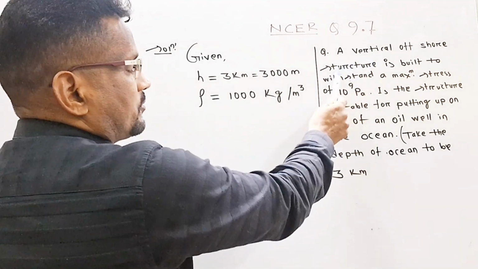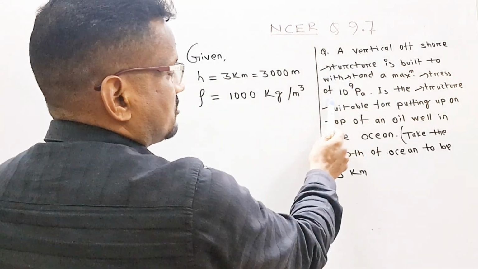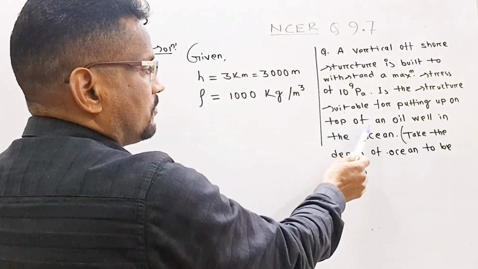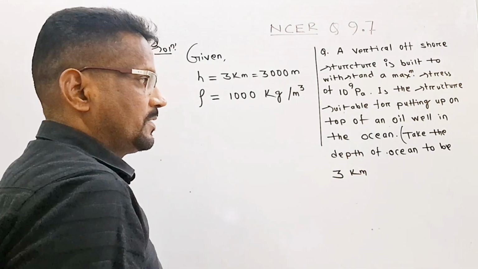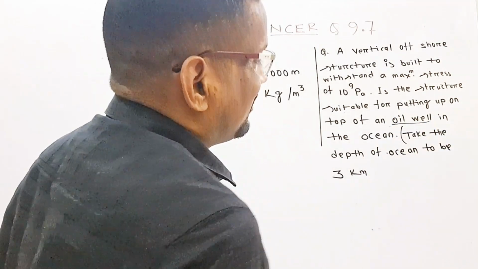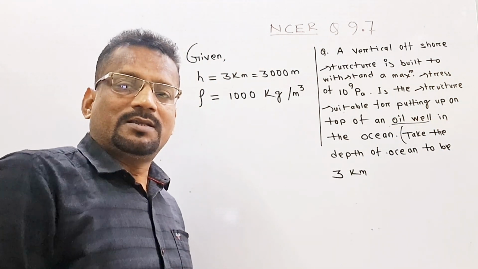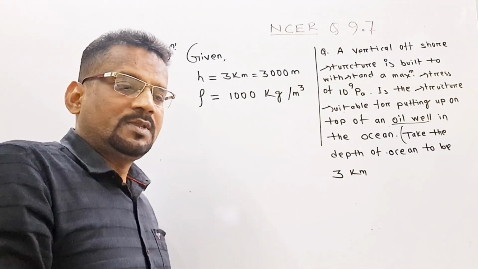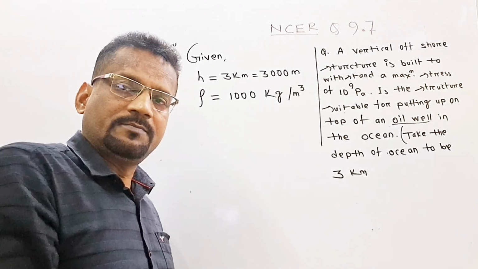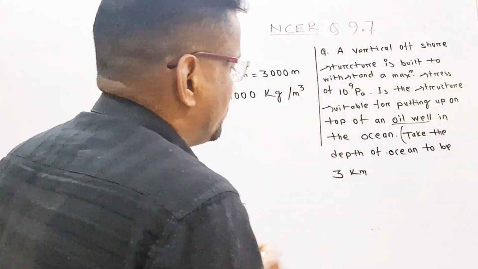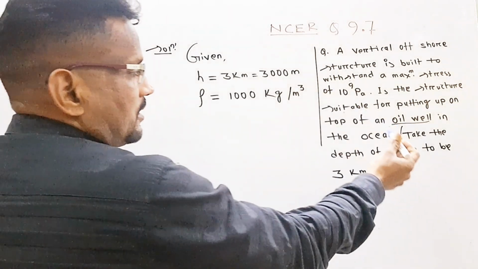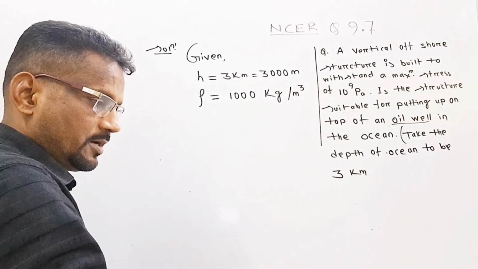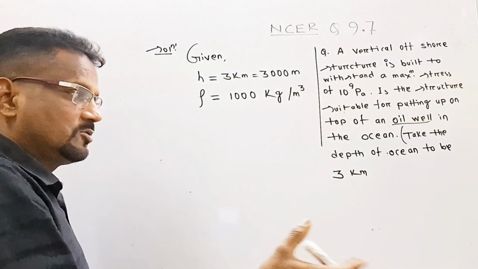Here it is asked: a vertical offshore structure is built to withstand the maximum stress of 10 to the power 9 Pascal. Is the structure suitable for putting up on the top of an oil well in the ocean? That means these oil wells are present under the sea, and the offshore structure has to be placed on top of that well, definitely under the sea. Then is it suitable, or is it going to be crushed? It is also given that the depth of the ocean is 3 kilometer. So taking the depth as 3 kilometer, you have to calculate the gauge pressure, that is rho g h.